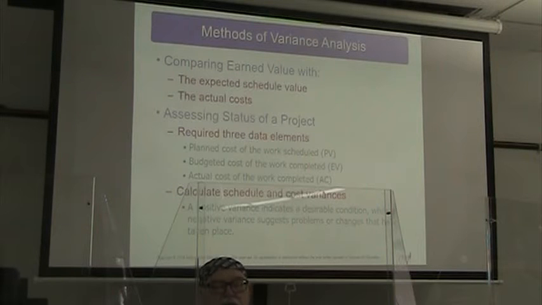Then we're going to calculate the schedule and cost variances. So if we have a positive variance, that is a desirable condition. But a negative variance suggests that we may have problems or we may have changes that have taken place.